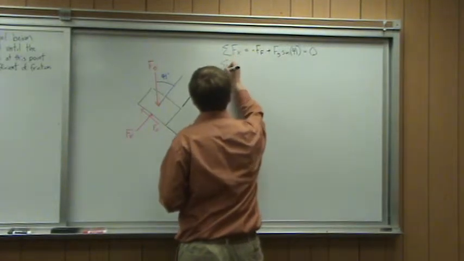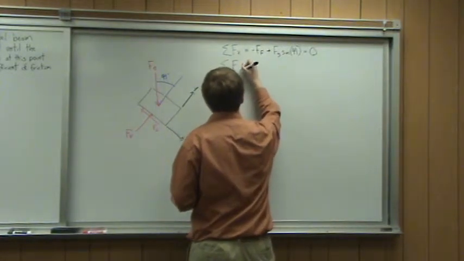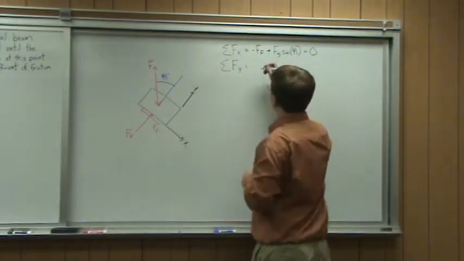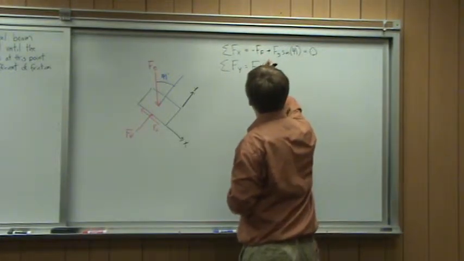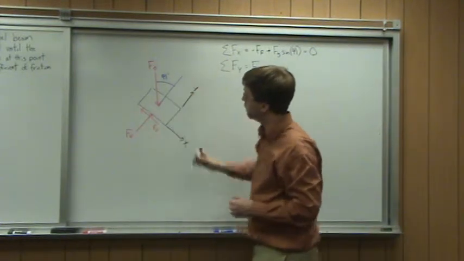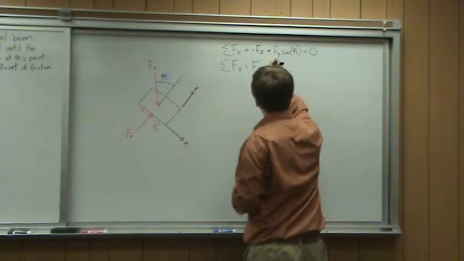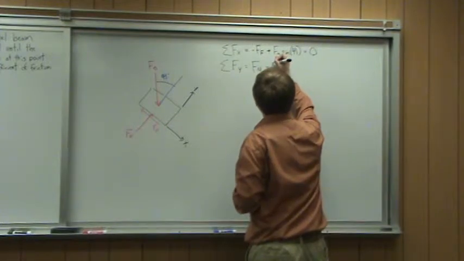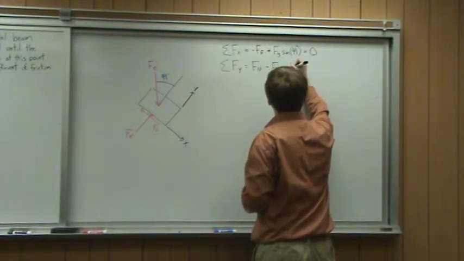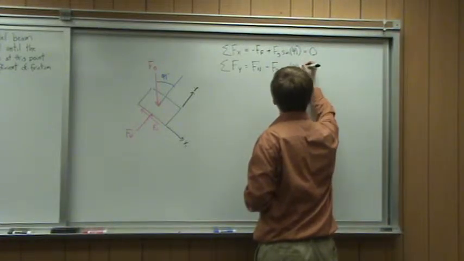And for the sum of forces in the y, I have my normal force in the positive y direction, and then a negative component of my gravity force. So it's going to be Fn minus Fg times the cosine of 41 degrees, equal to 0.